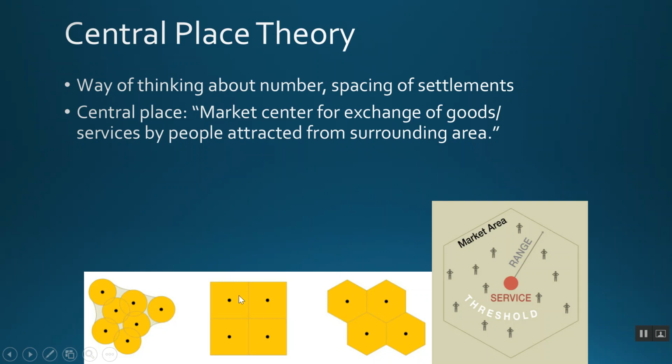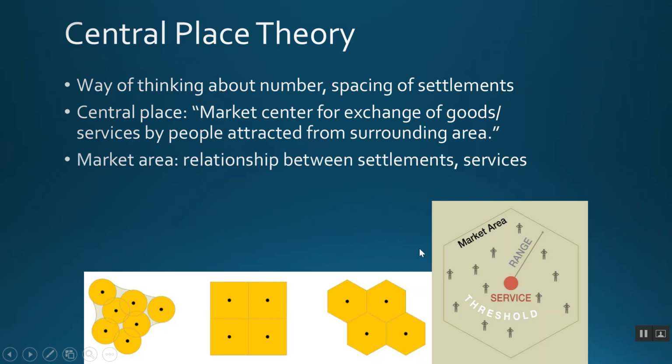Squares do not do that, but you are not really equidistant based upon the distance. So the hexagon is kind of the compromise between the circle and the square.